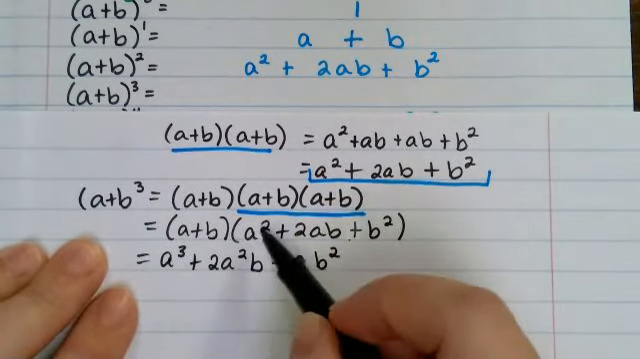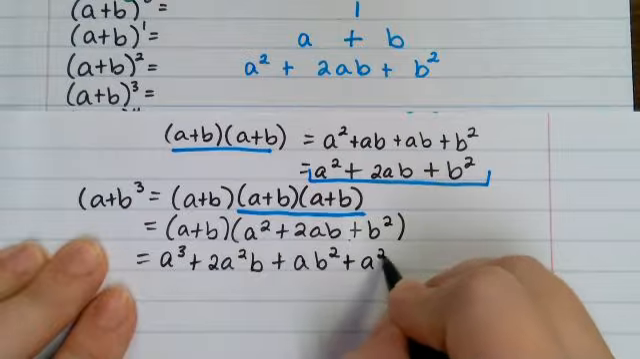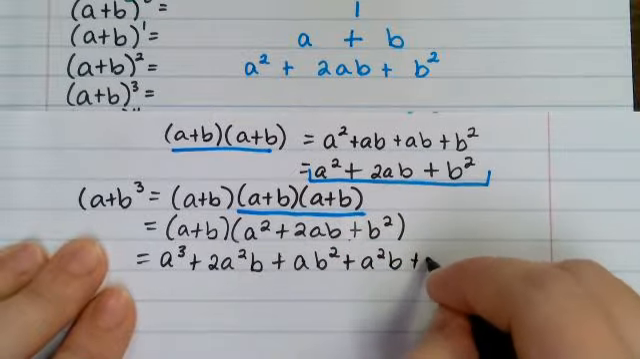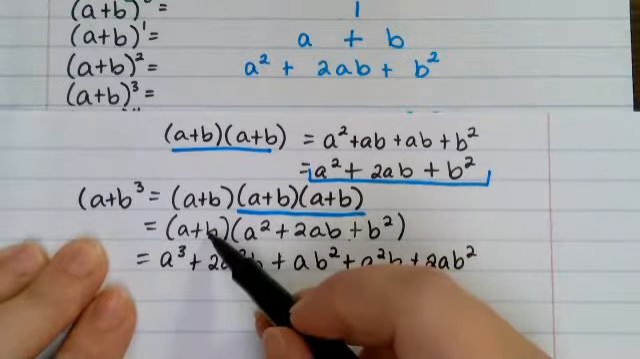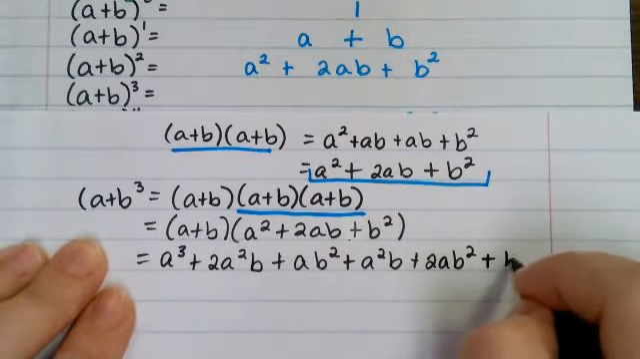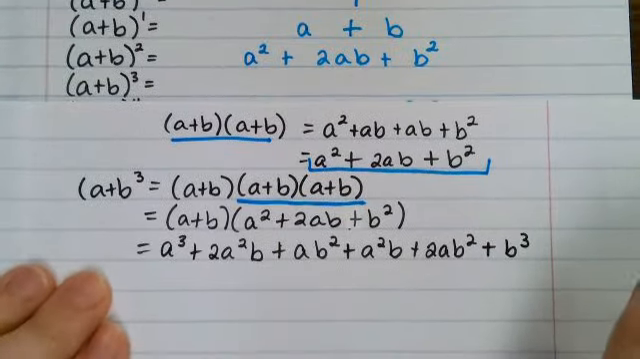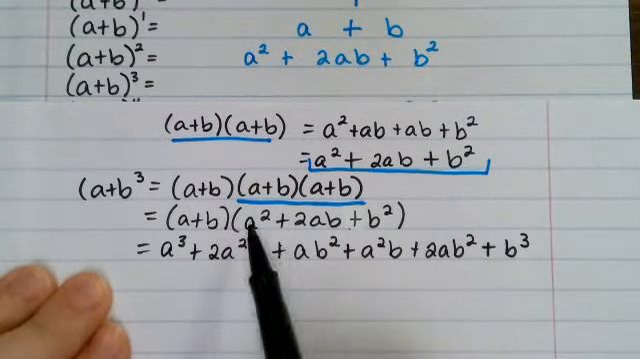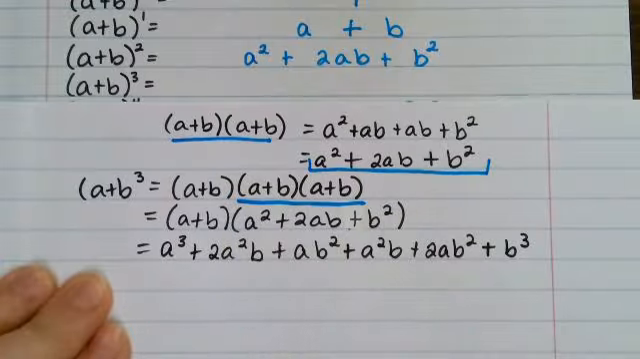Now I'm going to take b and multiply it through the whole thing. So this is b times a squared. That is a squared b. B times 2ab, 2ab squared. Then b times b squared, b cubed. I know I'm going through that kind of quick. You can always go back, slow down the video, and watch it again. But that is me multiplying the a through those three, and then taking the b and multiplying through.